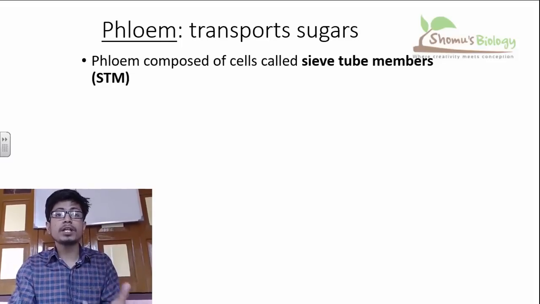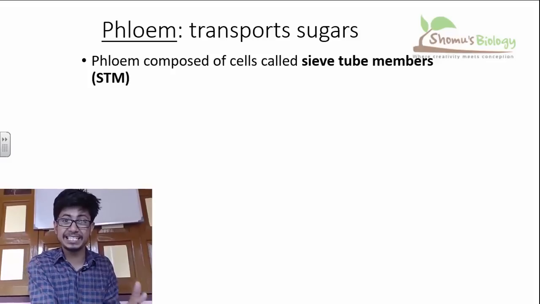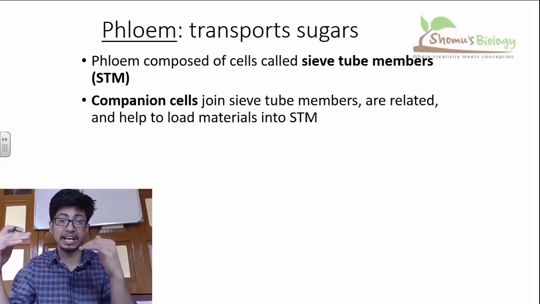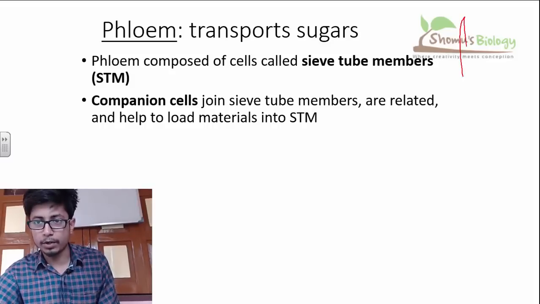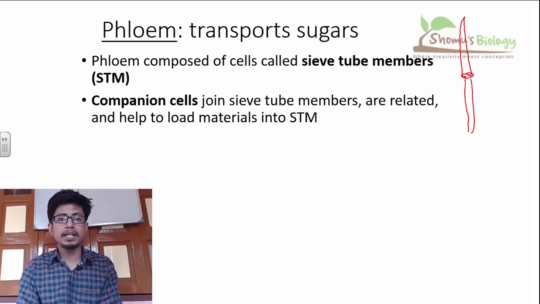So phloem transports sugars, and the phloem is composed of cells called sieve tube members, or STM, because they have sieve plates between two different tubes. If I draw it, it will look something like this: sieve plates, and then another tube starts, right? And companion cells joined to the sieve tube members help to load materials into the sieve tube members.